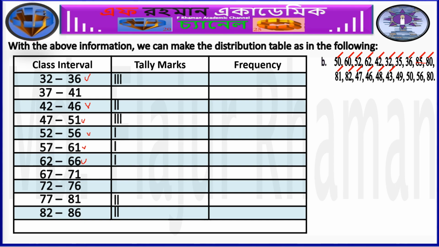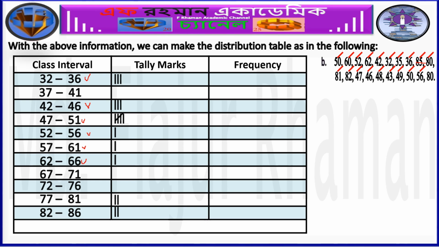43 is in the class interval 42 to 46. That's why another tally mark is drawn here. 49 is in the class interval 47 to 51. That's why another tally mark is drawn here. 50 is in the class interval 47 to 51 and is the fifth tally mark. That's why we'll make a group with this tally mark. Remember this. If the number of tally marks is 5, then you will always make a group in this way.